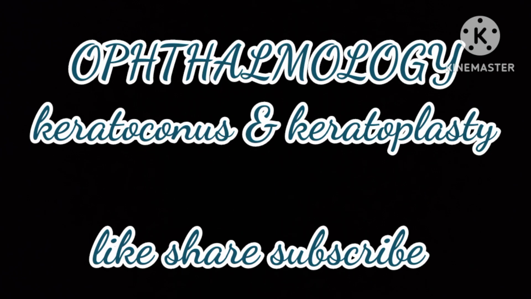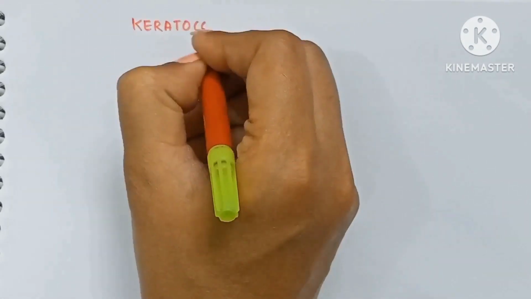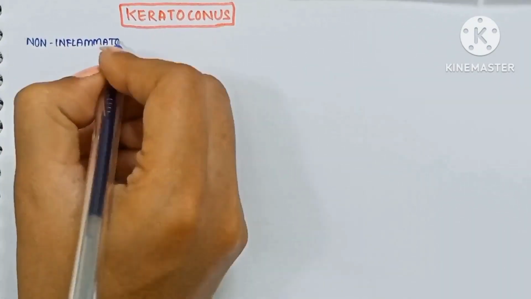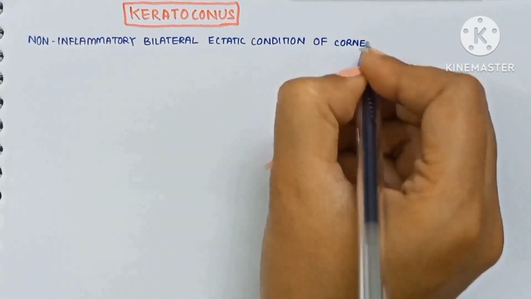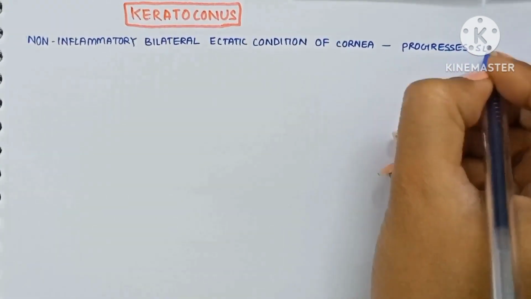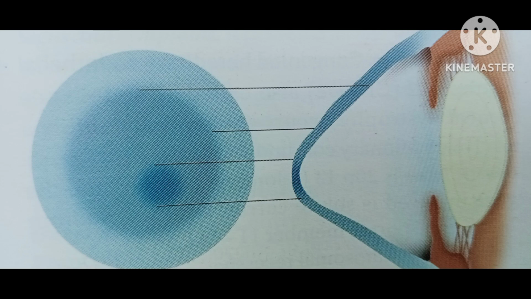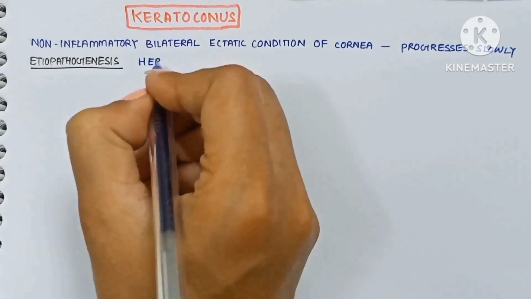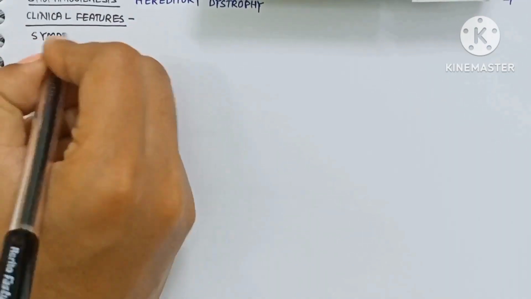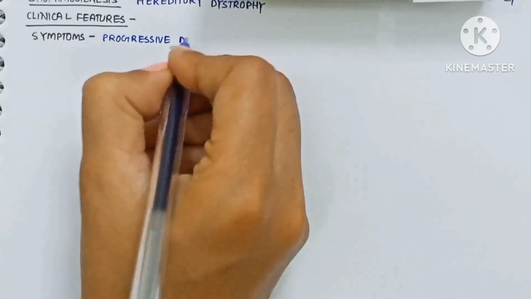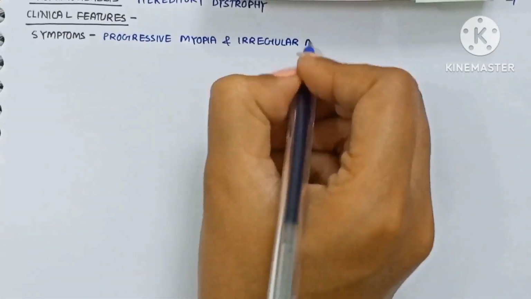In this video, we are going to talk about keratoconus and keratoplasty. So keratoconus is a non-inflammatory bilateral ectatic condition of the cornea which progresses slowly. This is the diagrammatic depiction of the configuration of the cone-shaped cornea. Pathogenesis: hereditary dystrophy. The clinical features include the symptoms of progressive myopia and irregular astigmatism.